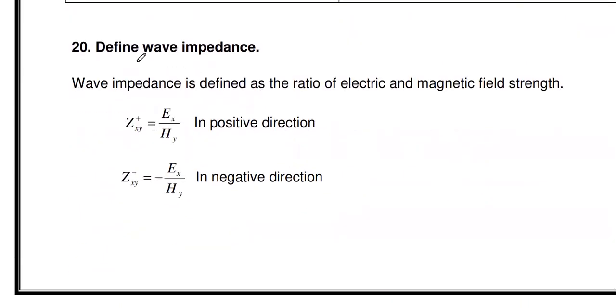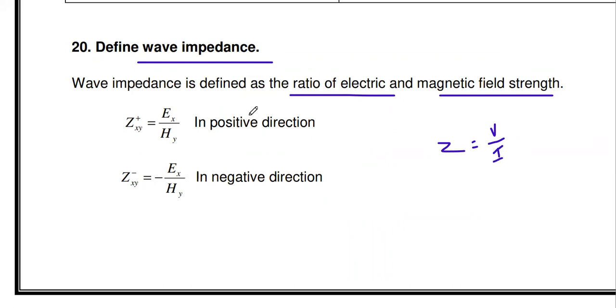Then the next question, define wave impedance. Okay, so what does it mean by wave impedance? The wave impedance is defined as the ratio of electric and magnetic field strength. In circuit theory, the impedance Z is nothing but the ratio of voltage by current. Similarly, in electromagnetic field theory, the wave impedance is the ratio of electric field strength divided by magnetic field strength. So Z_xy, the wave impedance in the XY direction, is equal to EX divided by HY in the positive direction. In the negative direction, it is minus of EX divided by HY. Okay, this is the definition for wave impedance.